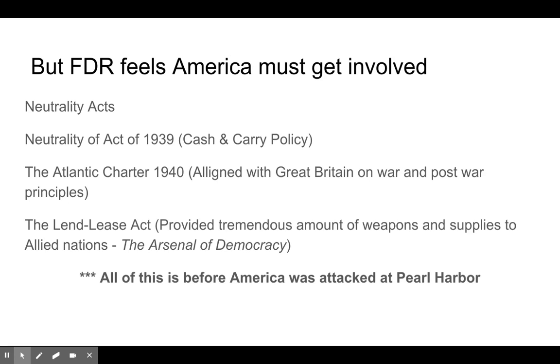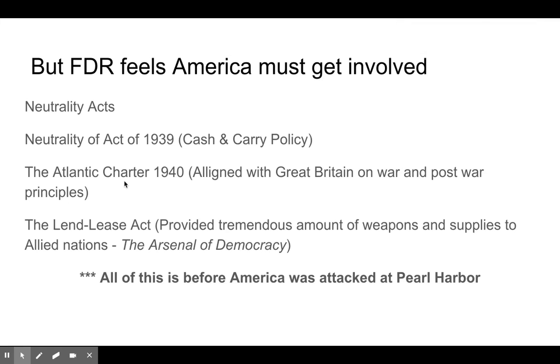The Neutrality Act of 1939 is known as the cash and carry policy. In other words, the United States would start lending supplies to allied countries if they paid cash and carried the supplies themselves. In other words, the United States did not want to go into debt with other countries or put American ships or American sailors in harm's way. But as long as an allied nation would pay cash and carry supplies themselves, America would begin to get involved in the war. This was a gradual move from isolation to intervention.